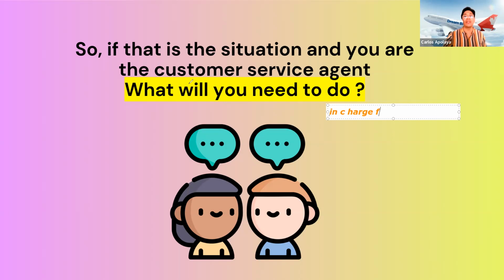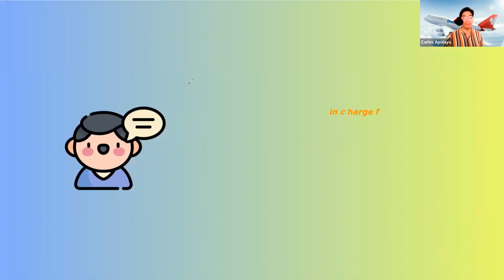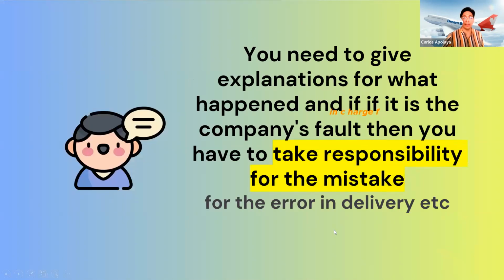So what will you need to do? Here is what you have to do. You need to give an explanation for what happened, and if it is the company's fault, then you have to take responsibility for the mistake, for the error in the delivery, etc. You never say, well, that is not my business. No, you say, oh, I'm so sorry. You take responsibility because you are the agent, you are the manager, okay?